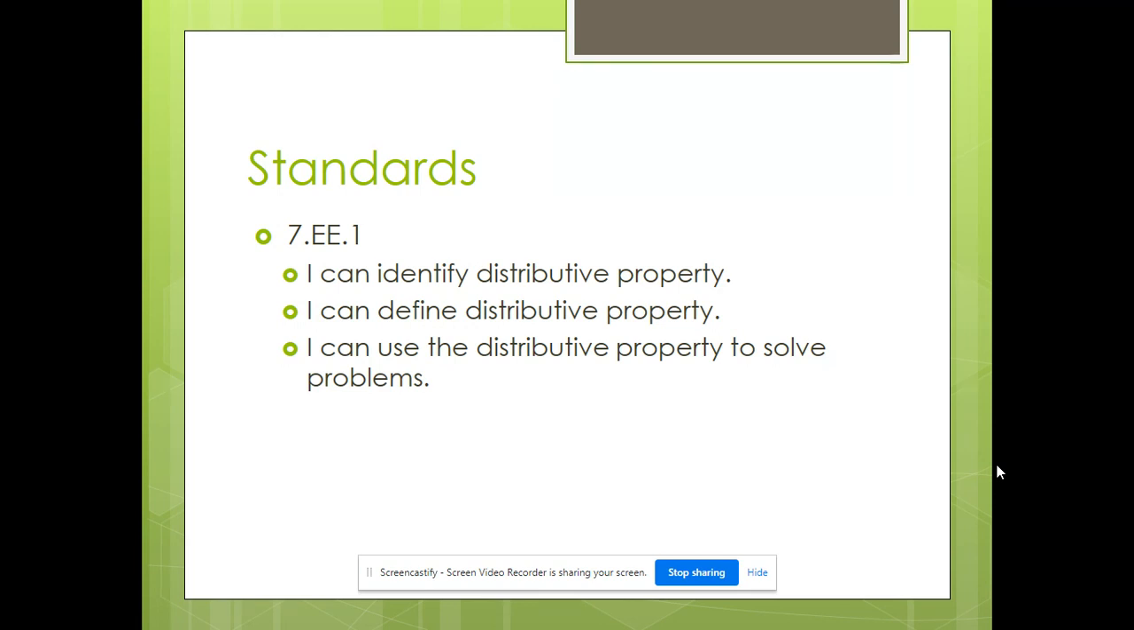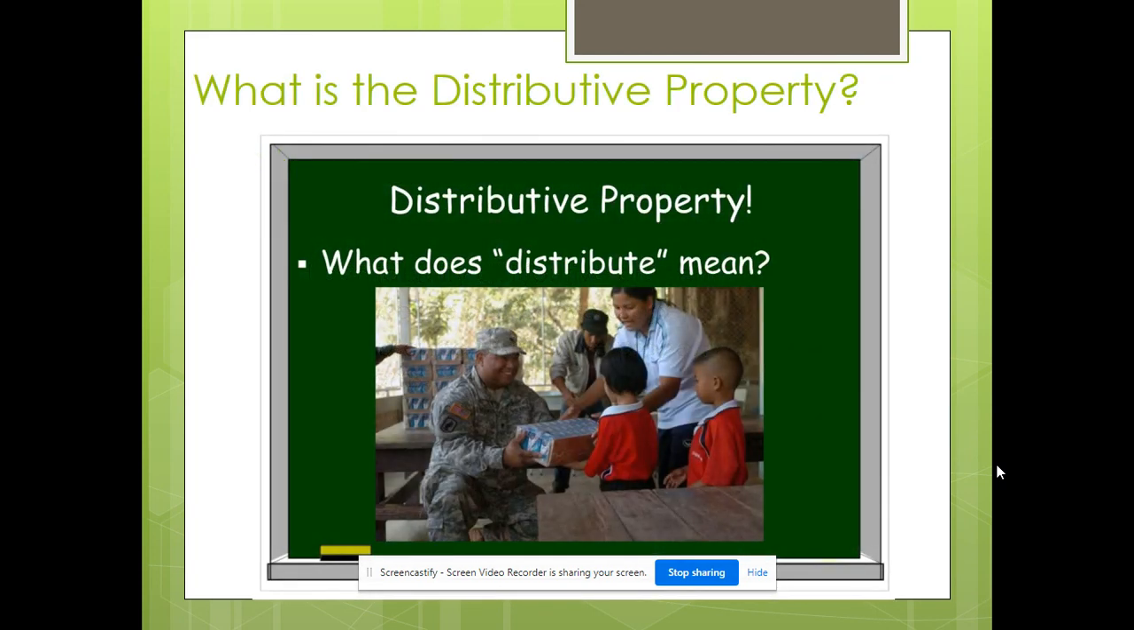The standard is 7.EE.1. And so by the end of this lesson, you should be able to say, I can identify distributive property. I can define distributive property. I can use the distributive property to solve problems. So what is the distributive property?